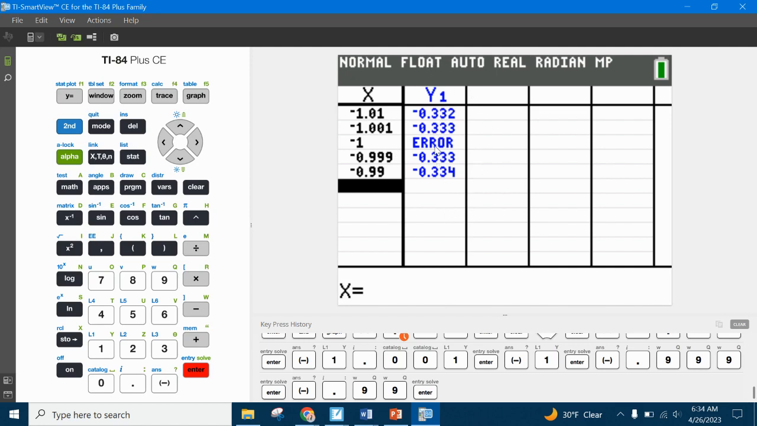So from this direction and this direction, we're approaching that negative 0.333. That's a really familiar decimal: negative 1/3. So many different ways to find the limit, whatever way you prefer, really. But I'll show you some other strategies as we go forward.